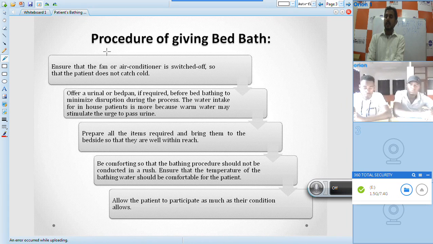The bathing is very important for the patient who is unable to move within the hospital. So you need to keep patience during giving the patient bathing. Do not show any hurry or conduct the bathing in any rush.